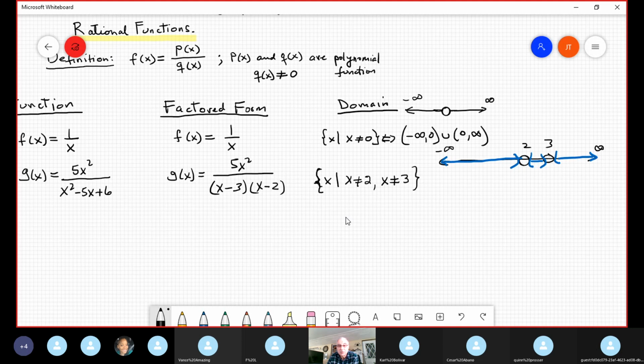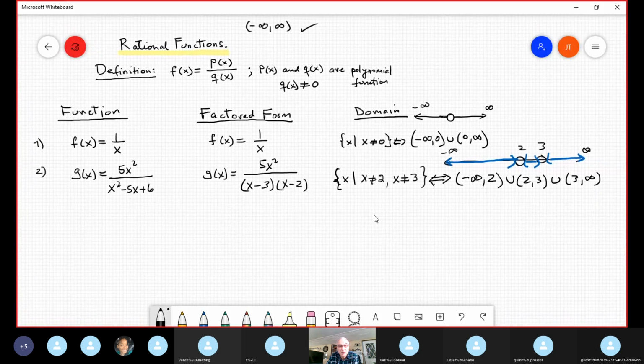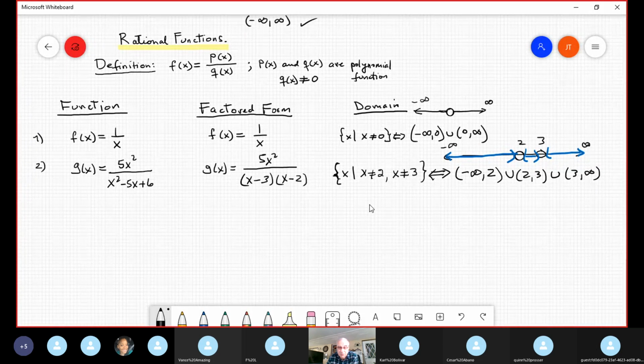And the answer in the other notation is equivalent, another way to present the same idea: from negative infinity comma 2, union 2 comma 3, union 3 comma infinity, because we have 3 intervals in interval notation. Everyone follow me? It's clear, it's easy. Nothing is new, eh?